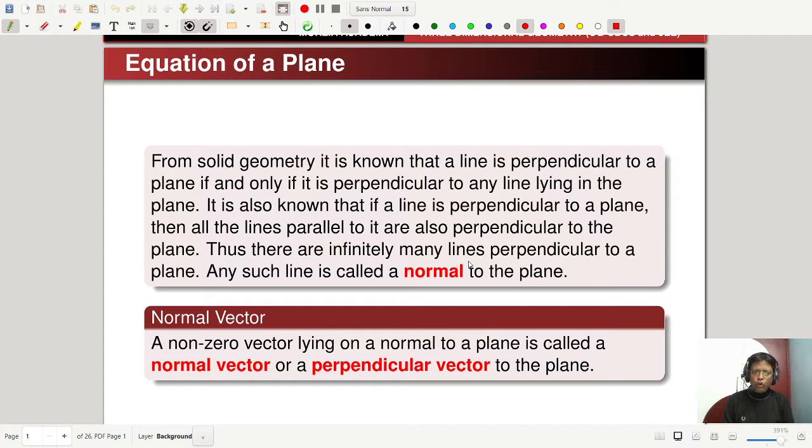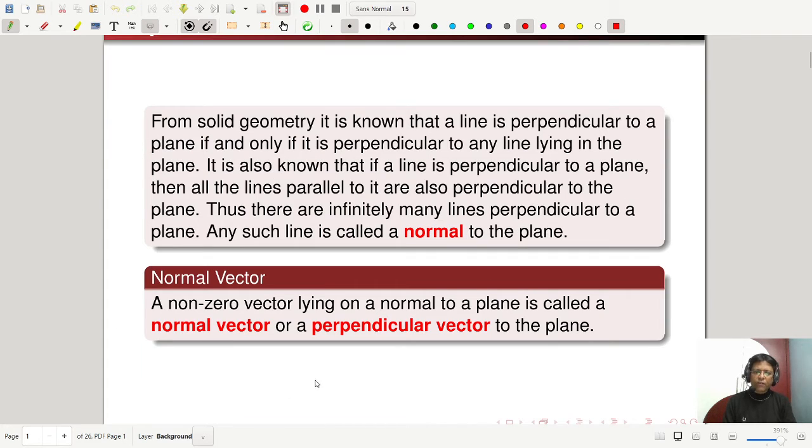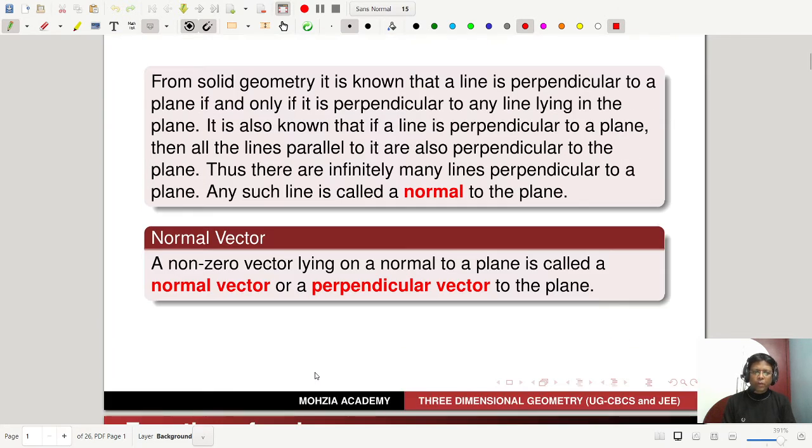It is also known that if a line is perpendicular to a plane, then all the lines parallel to it are also perpendicular to the plane. Thus, there are infinitely many lines perpendicular to a plane. Any such line is called a normal to the plane. So, how will you define the normal vector? A non-zero vector lying on a normal to a plane is called a normal vector or a perpendicular vector to the plane.